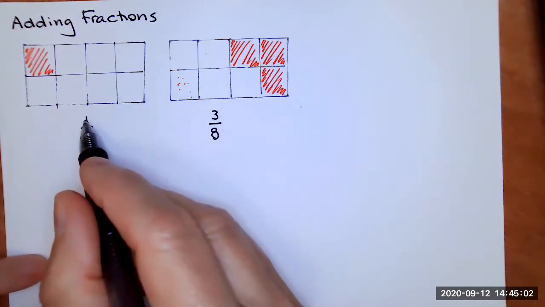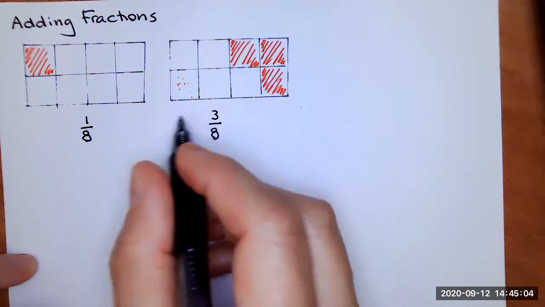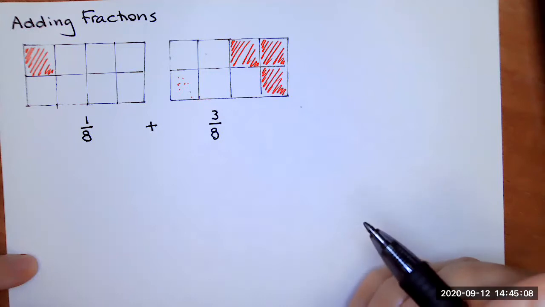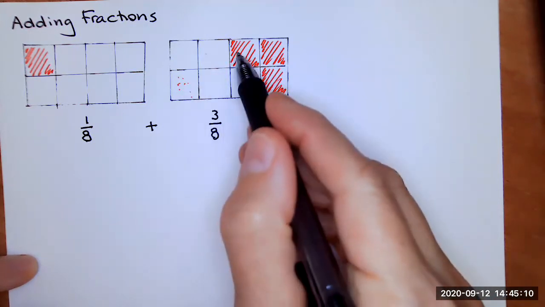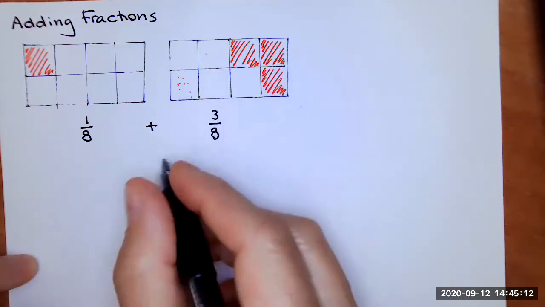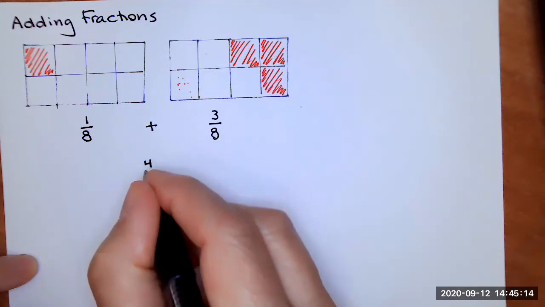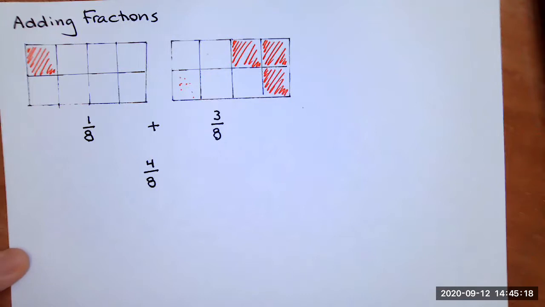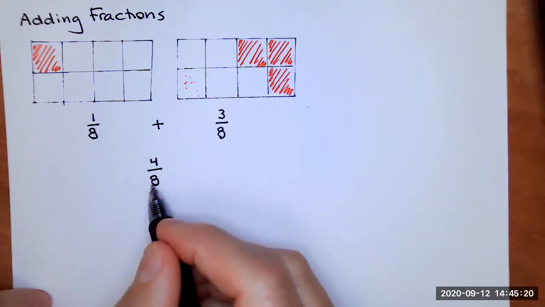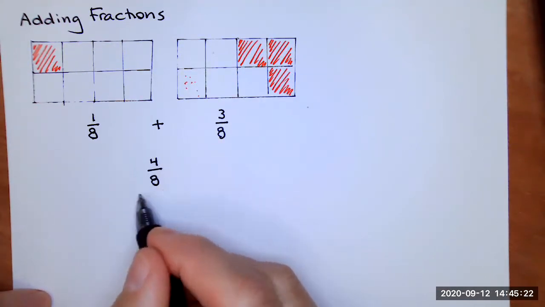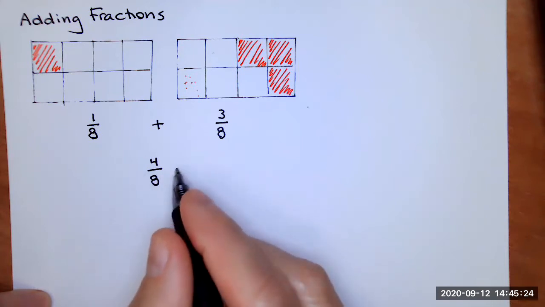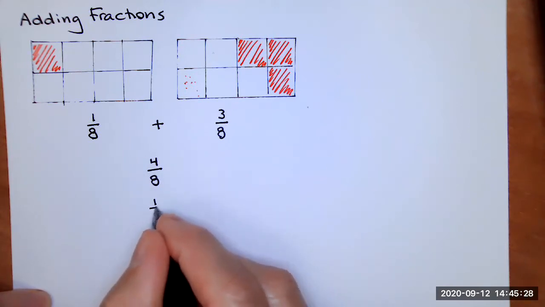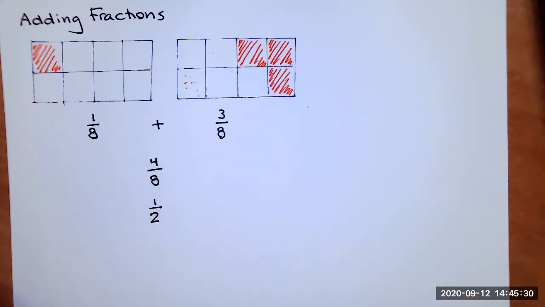So if you add 1/8 of a pan of brownies and 3/8 of a pan of brownies, you can see that you have 4 out of the 8 brownies remaining, or 4/8. And remember, whenever your answer is a fraction, you always want to reduce that fraction. So 4/8 is the same thing as 1/2 of a pan of brownies.